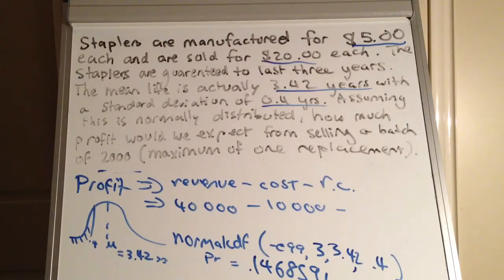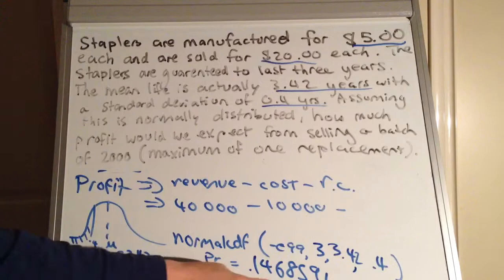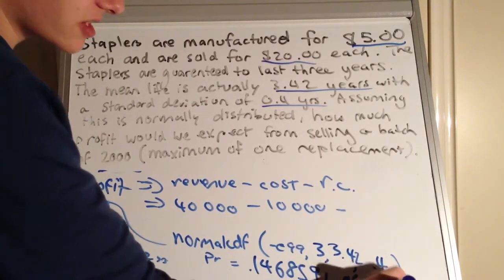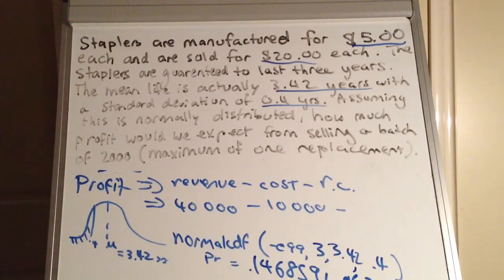So now, what we can do is we can go, well, okay, that's the probability of a stapler breaking. So now let's consider what happens if a stapler breaks. First off, we say that that is a proportion of 2,000. So we're going to have to multiply it by 2,000. We're going to have to say that proportion multiplied by 2,000 to work out the number of faulty staplers.